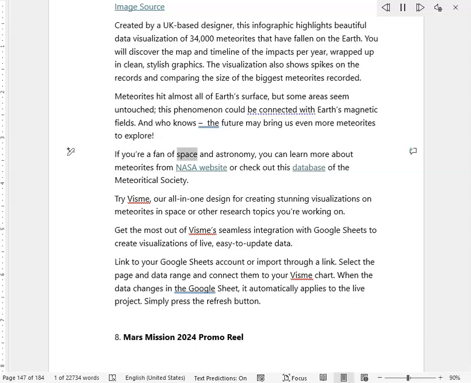If you're a fan of space and astronomy, you can learn more about meteorites from the NASA website or check out this database of the Meteoritical Society.